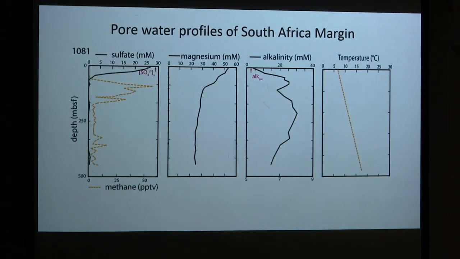Pore water profiles of the South Africa margin. Sulfate is being reduced. Methane is being produced. Magnesium is being drawn down, going to the formation of dolomite. And this is a well-buffered environment and not too hot.